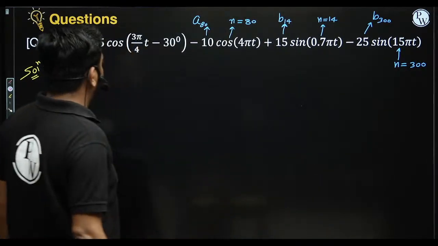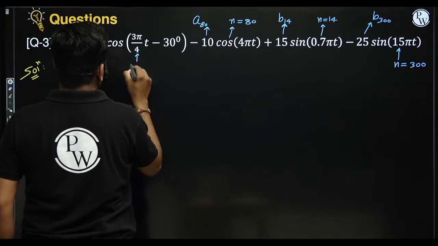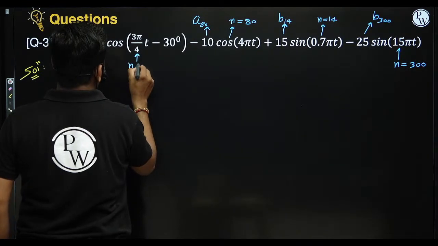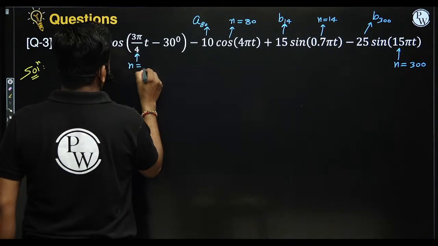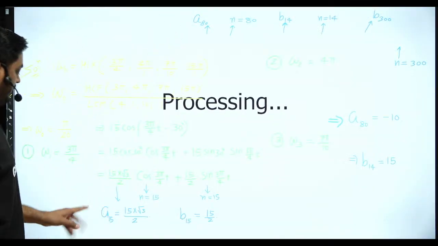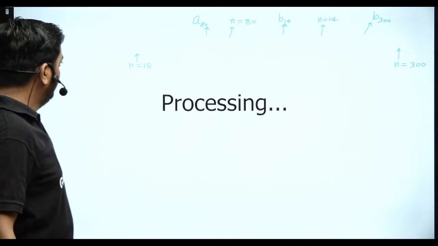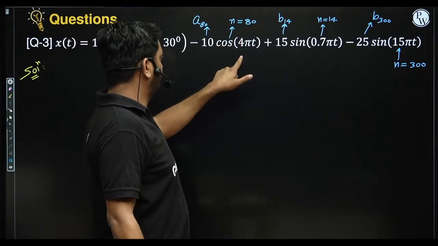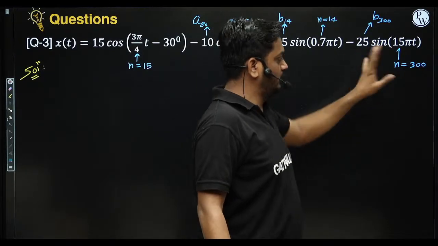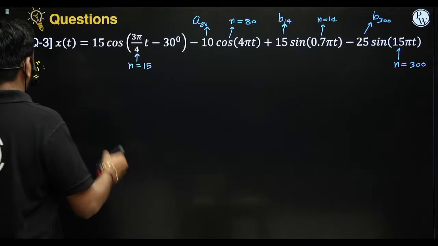Okay, so we got the value of n for each and every case. What is the value of n, guys? First case, I think n equal to 15 we got, correct? Let me check once. N equal to 15, yes. Now see here n equal to 15, here n equal to 80, n equal to 14 and n equal to 300.